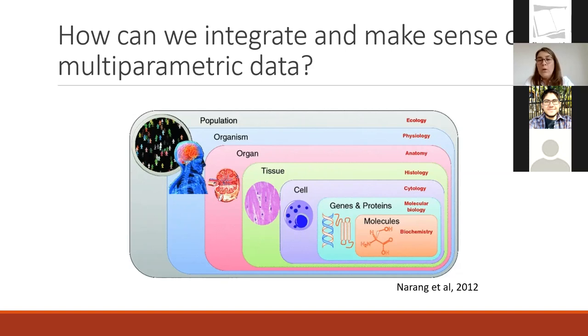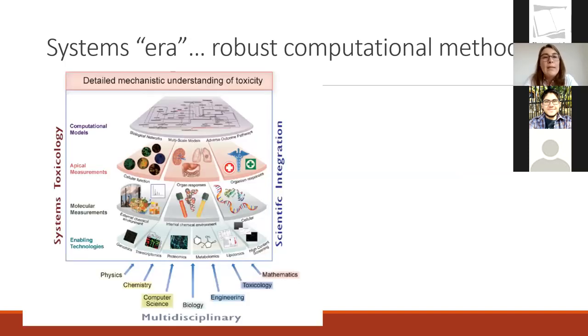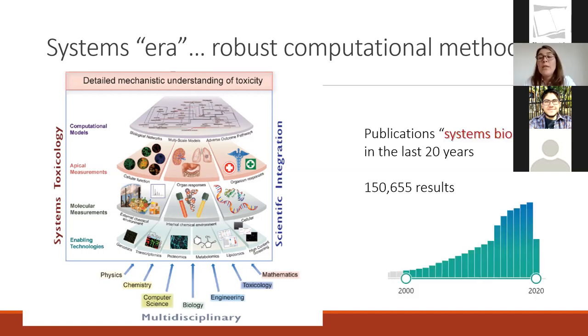Okay, so we are living in a systems era. I'm sure that you've heard about this before. Systems biology, and then you have systems pharmacology, systems toxicology, and you have systems everything now. This is the most important thing: we are now capable of developing and running technologies at very high speed. So the biggest challenge is how to develop robust computational methods so that we can make sense of all this data.